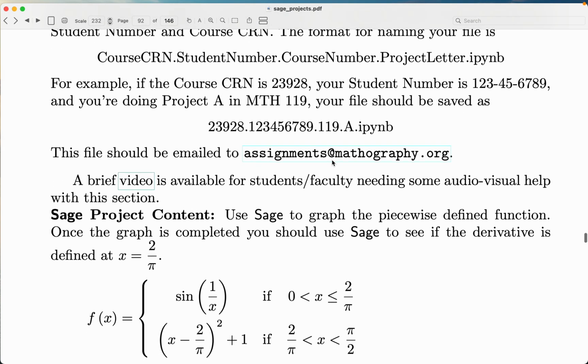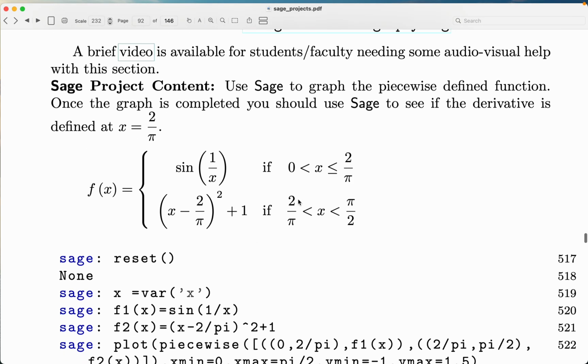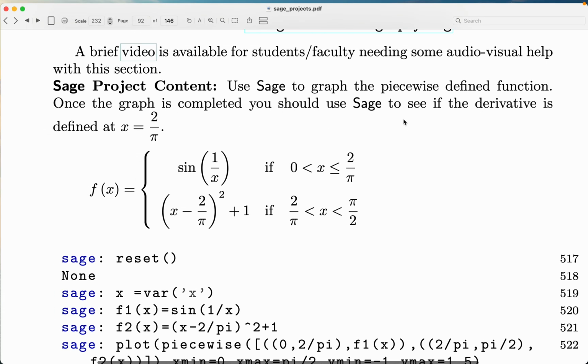This one over here is a project using Sage. It's a piecewise defined function. Piecewise defined functions were introduced in Math 119 and certainly reinforced later on when you did other piecewise functions, including in this course here, Math 121. But I want to look at this over here. It says use Sage to graph the piecewise defined function. Once the graph is completed, you should use Sage to see if the derivative is defined there.